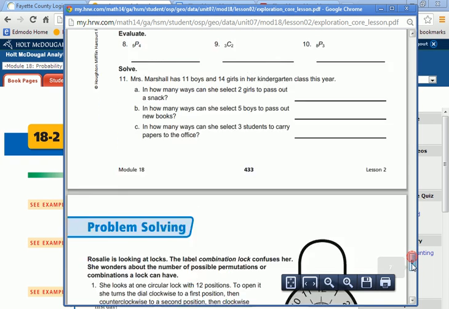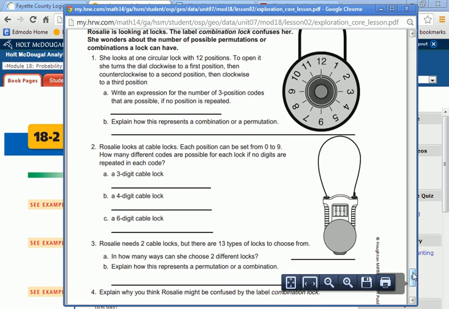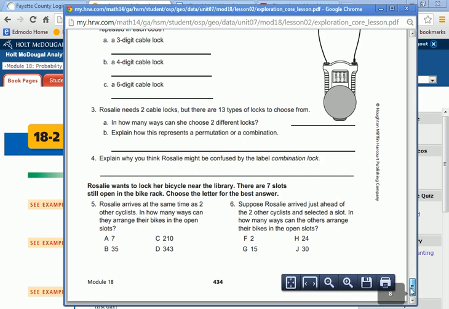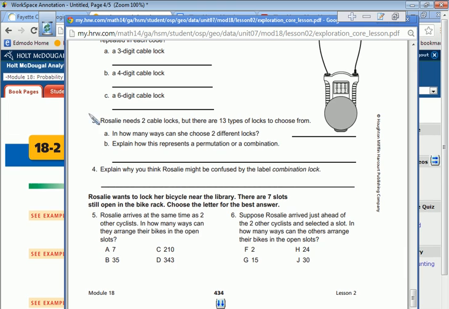Questions about page 435. Whatever the next page will be. Okay, yes ma'am? I missed 5 and 6 at the bottom. Okay, 5 and 6. Anything else? Yes ma'am. 3A. 3A, okay. So let's do 3, 5, and 6.